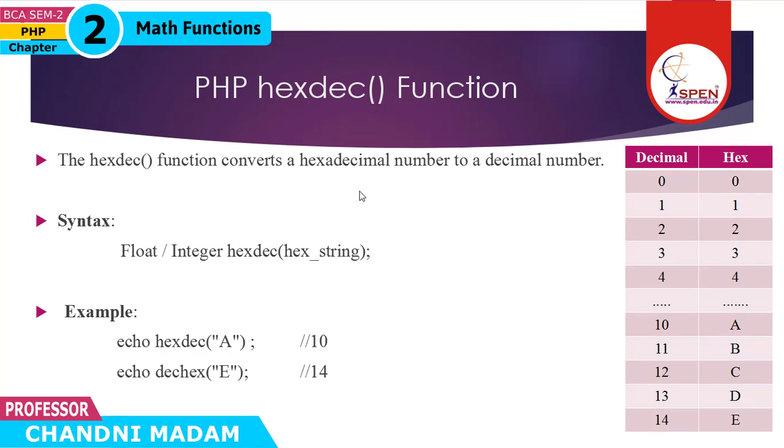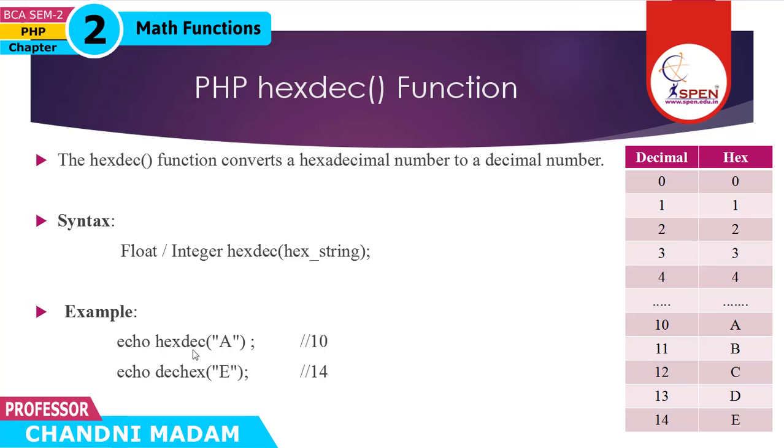Here our next function is HEXDEC. That means hexadecimal to decimal. This function converts your hexadecimal number to your decimal number. Here is the syntax. The HEXDEC function requires one parameter, which is your hexadecimal number or hexadecimal string. After executing this function it will give a decimal number.